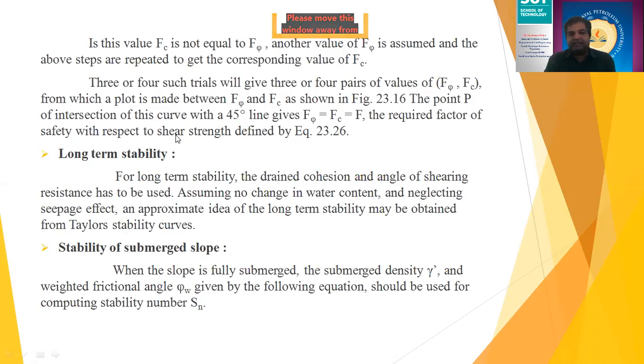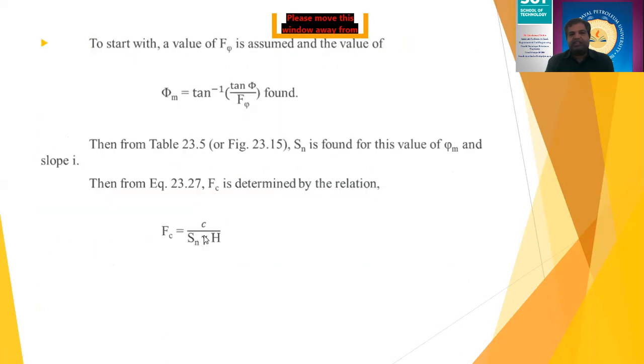Corresponding to each trial, you can find out the long-term stability as well as the stability of a submerged slope, as we have taken in the previous case. If you want to calculate for the submerged slope, you need to take the value of gamma equal to the submerged density, right? Similarly, you need to take the weighted frictional angle with respect to the water, which will be used to compute the value of Sn. This is just a small addition.